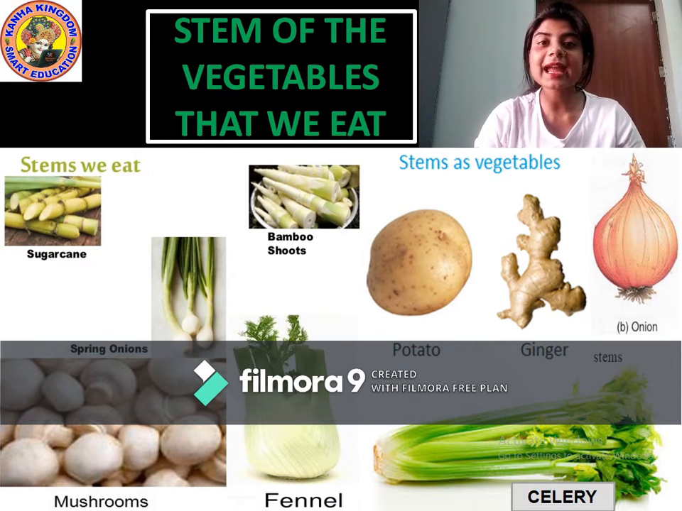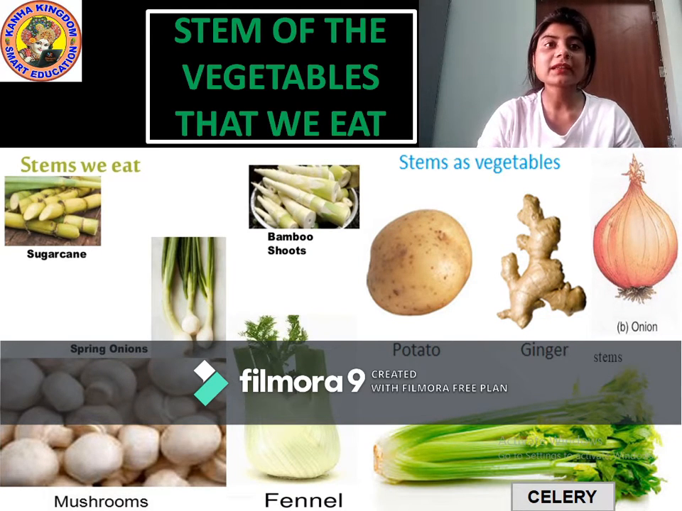And there are some stems that we eat as food. Some stems of a plant that we eat as food. Now stems of the vegetables that we eat. What are the stems of the vegetables that we eat? Can you see the picture?